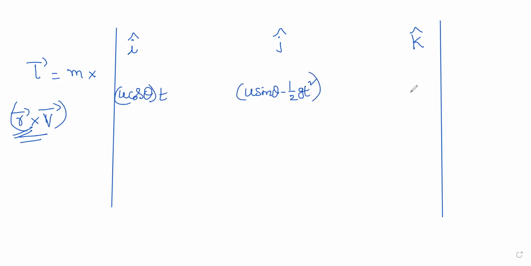And now in the k direction, you don't have any movement. So the coefficient of k cap will be 0. That's why I put 0 over there. And now the velocity vector happens to be u cos theta, then u sine theta minus gt. I forgot this: u sine theta times t minus half gt square is the y displacement, and the y velocity is u sine theta minus gt.